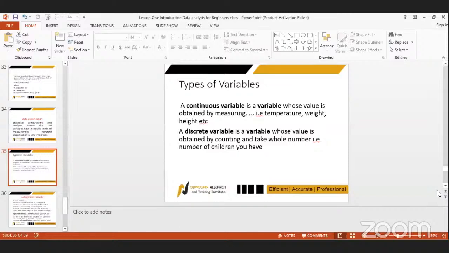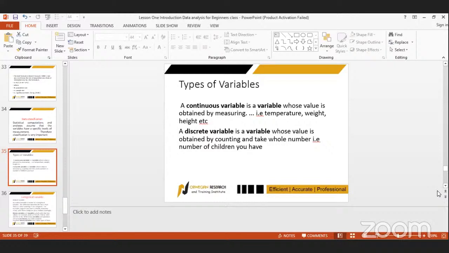But discrete variables are the ones that are counted, like how many children do you have? Okay, I have 3, I have 4, I have 6. You can't say you have 2.5. So definitely they are counted and the result is in whole numbers.